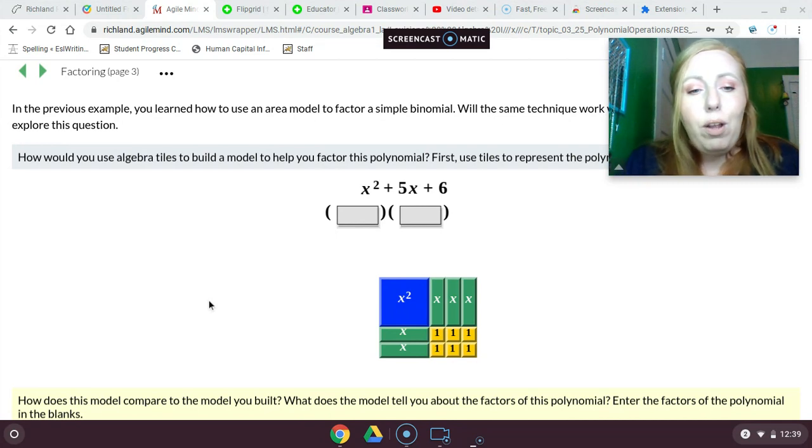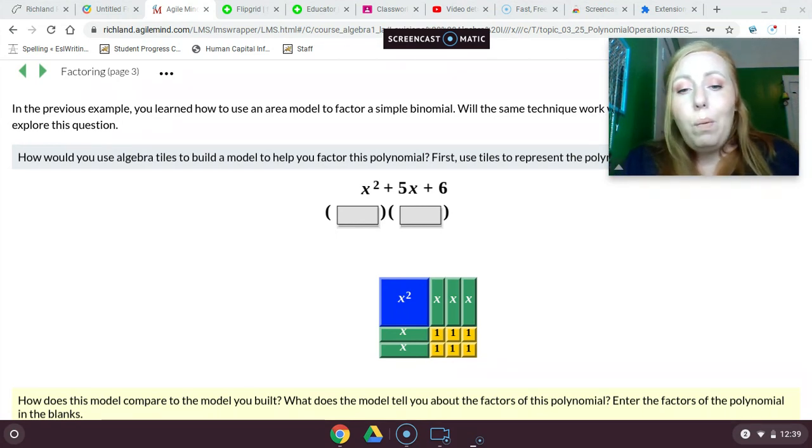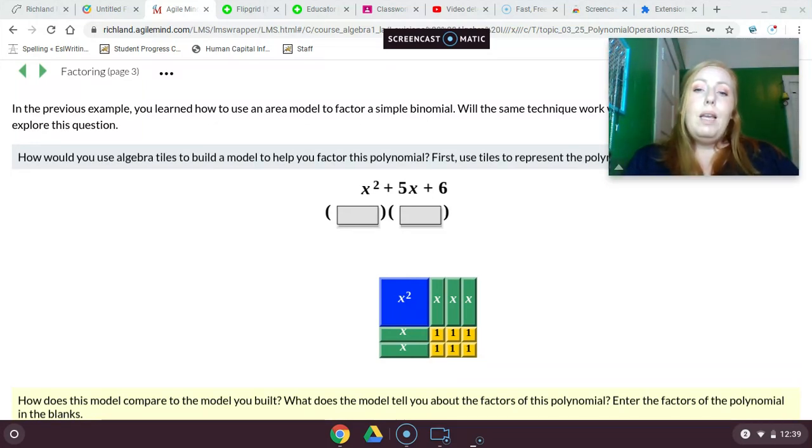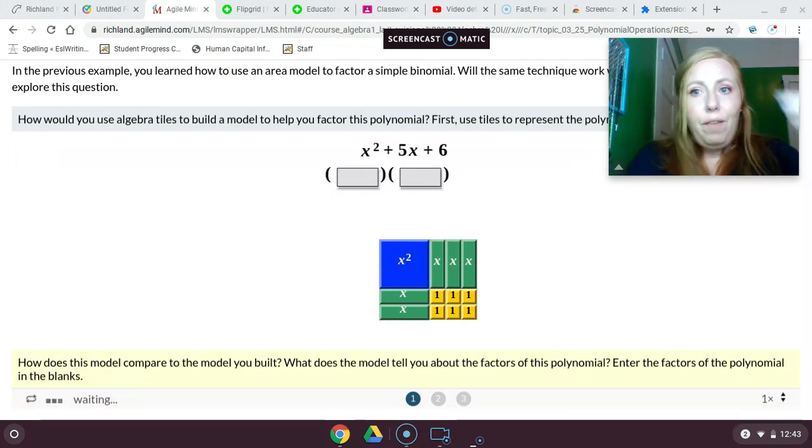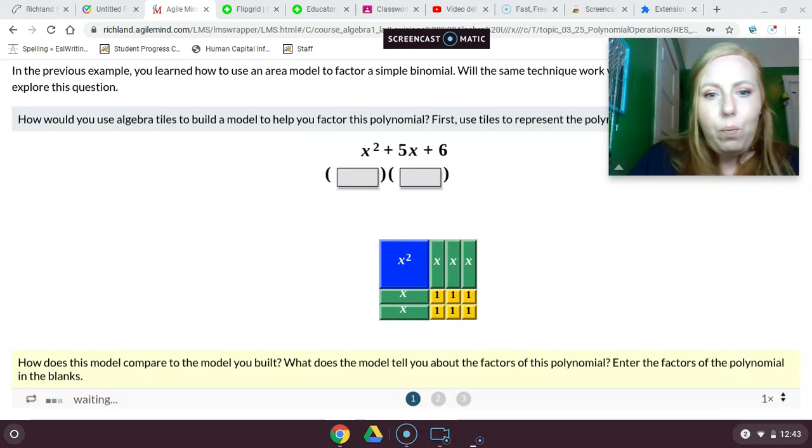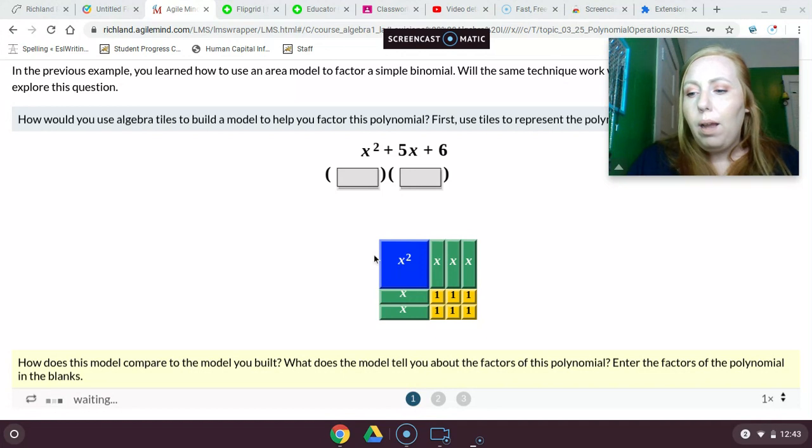How does this model compare to the model that you built? What does this model tell you about the factors of this polynomial? Enter the factors of this polynomial in the blanks. So let's think about this. They want us to enter the factors, so now we have to pull out our factors, or our dimensions, for this. We would draw our brackets right here and figure out what our first factor would be.